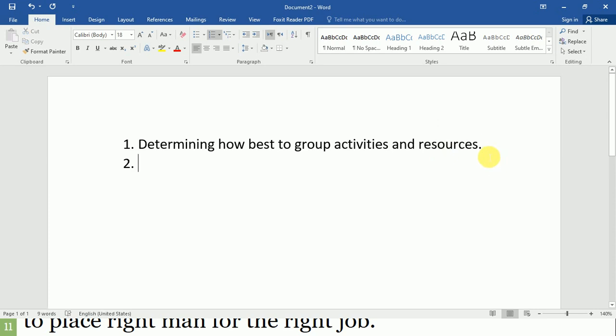Or we also say defining. The second thing we do in organizing is we define tasks and duties. We define which tasks should be done this week, this month, or this year, and who should do them. All of this we determine in organizing.